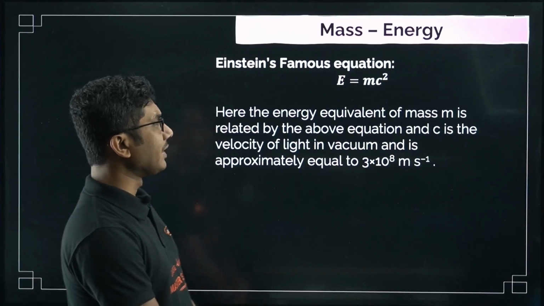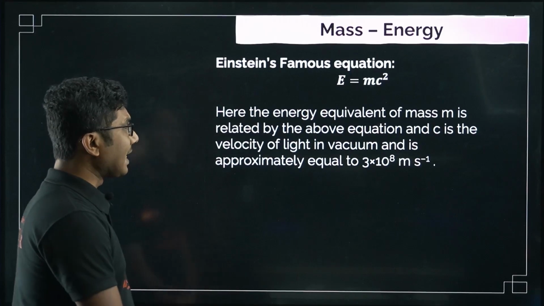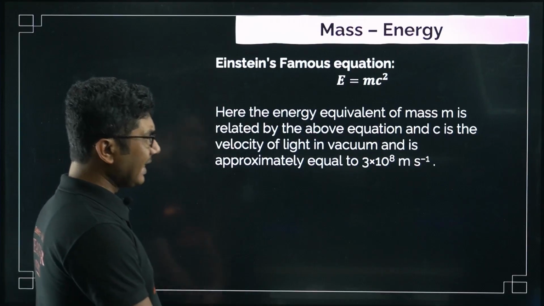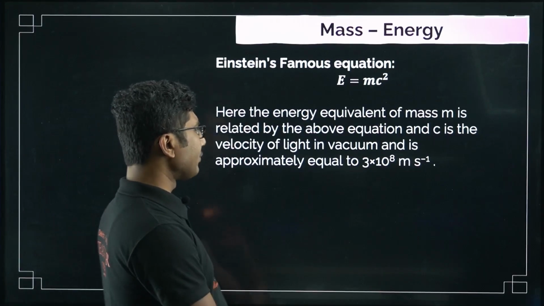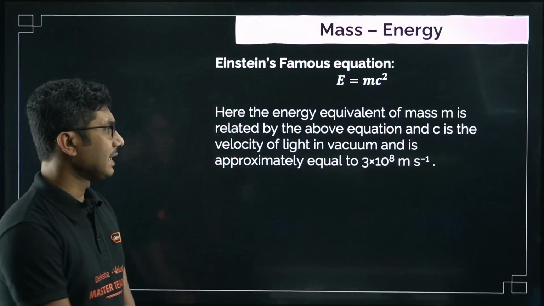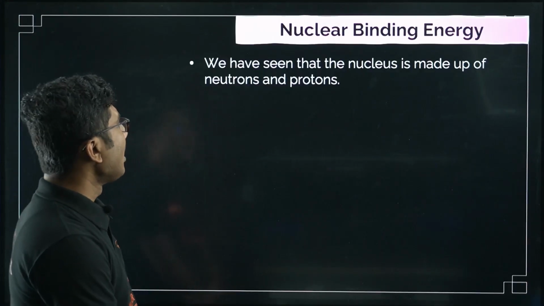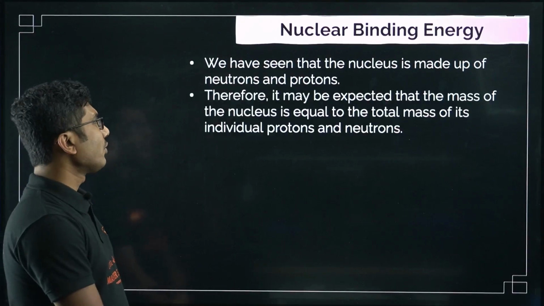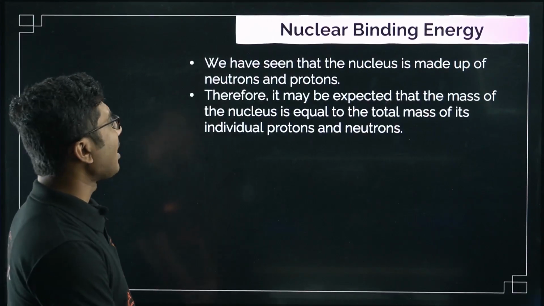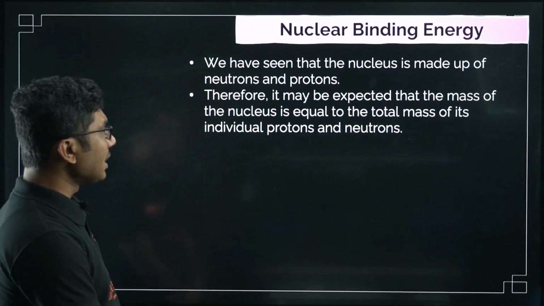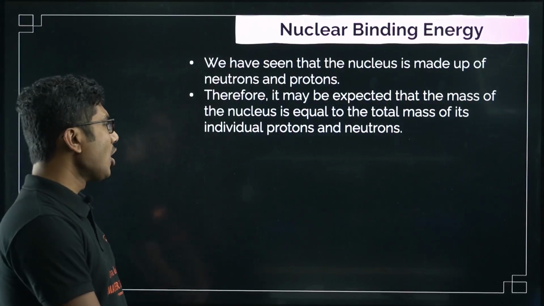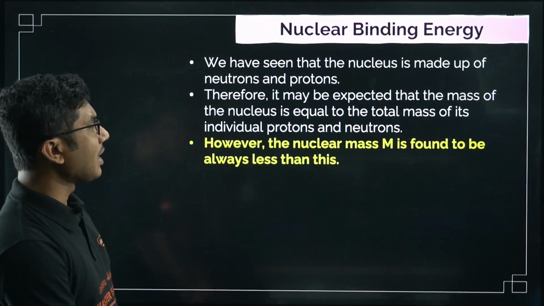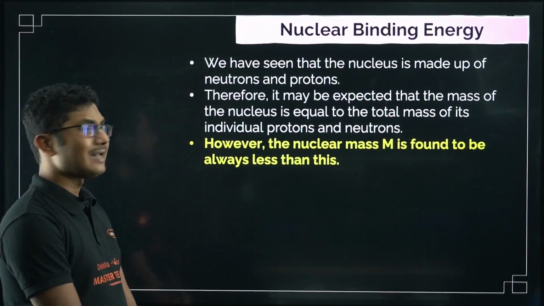Here the energy equivalent of mass m is related by the above equation, and c is the velocity of light in vacuum and is approximately equal to 3 × 10^8 meters per second. Now we have seen that the nucleus is made up of neutrons and protons. Therefore it may be expected that the mass of the nucleus is equal to the total mass of its individual protons and neutrons. However, the nuclear mass M is found to be always less than this.